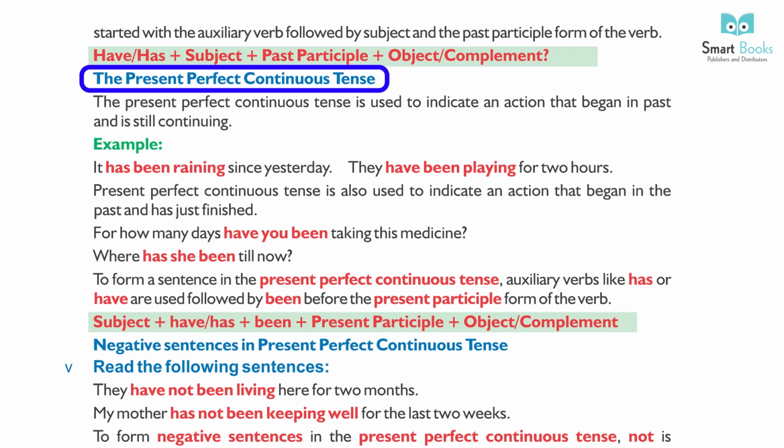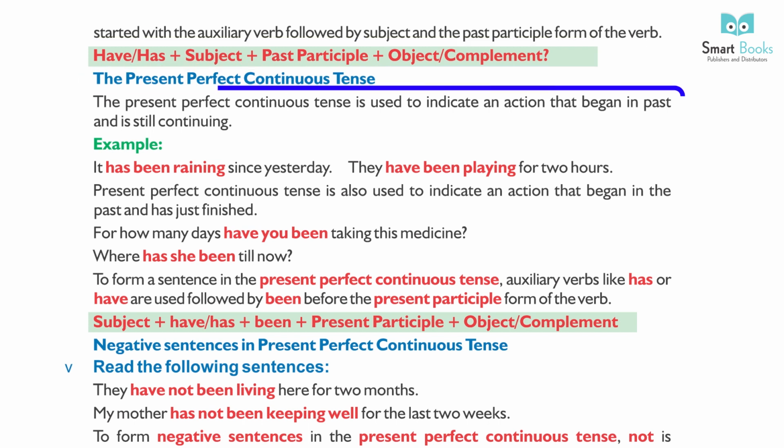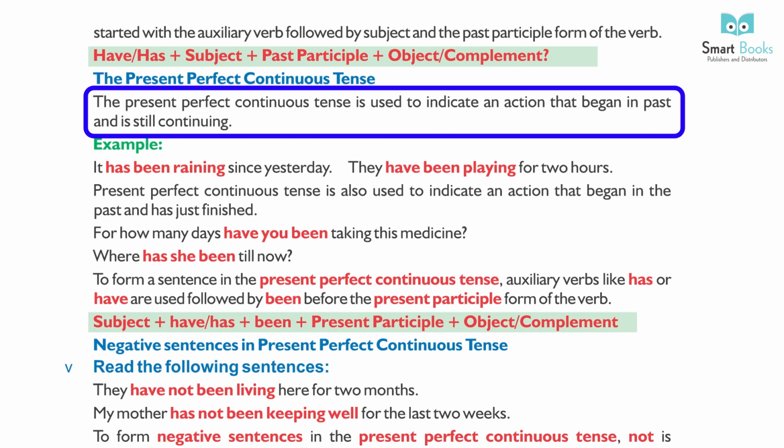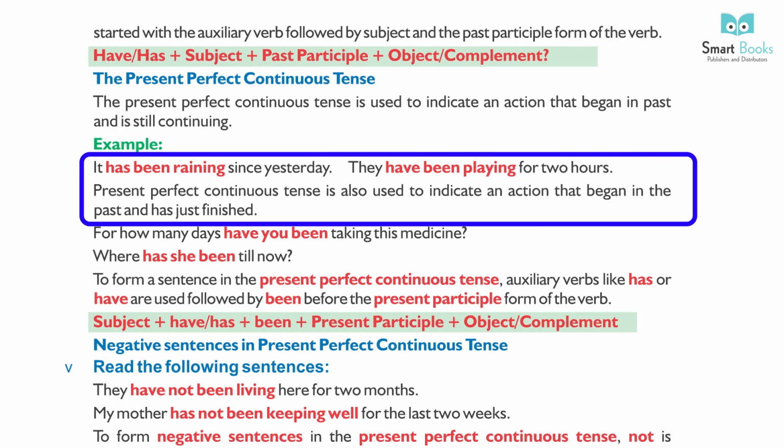The present perfect continuous tense. The present perfect continuous tense is used to indicate an action that began in past and is still continuing. Example, it has been raining since yesterday. They have been playing for 2 hours.